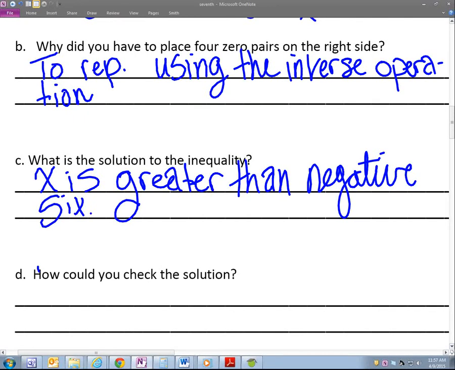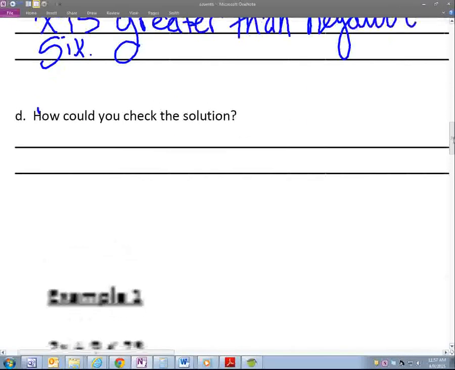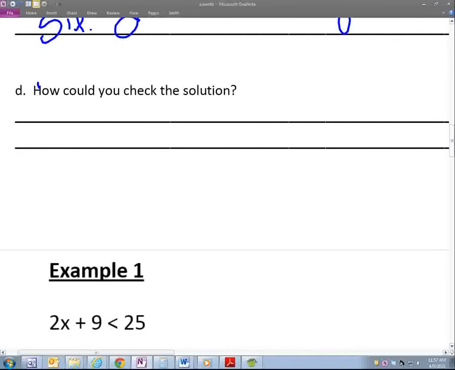X is greater than -6. Now, how many of you had something for D? And who's willing to share? Doing it backwards, okay. What would the action of doing it backwards be? Doing your steps in reverse, making sure that it comes out. Okay, good.